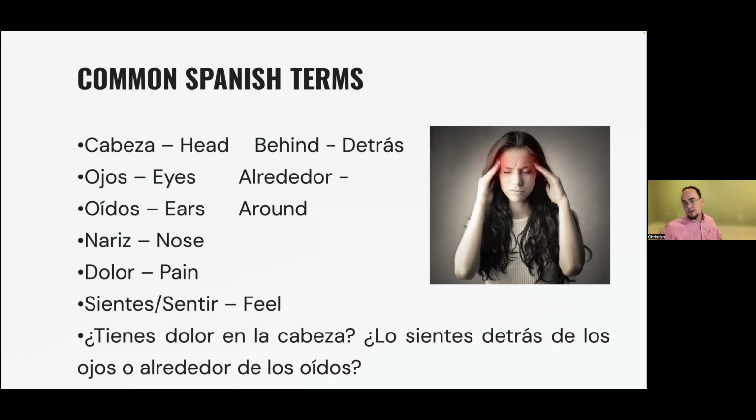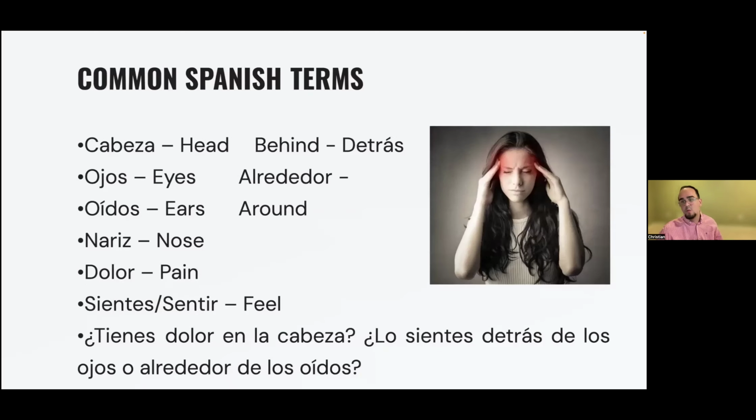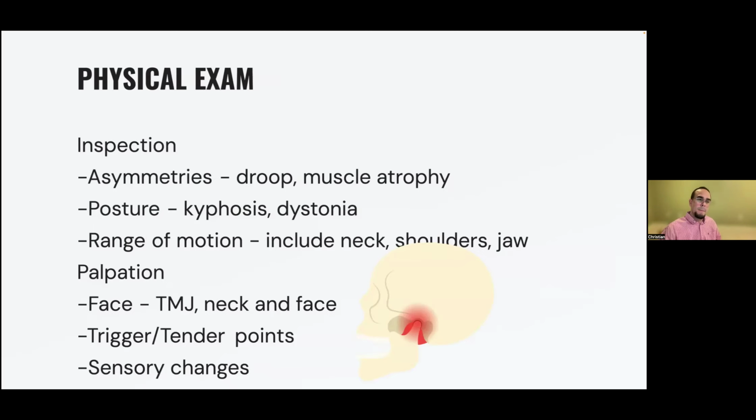And then if we want to ask the patient, are you having headaches? Then we ask, ¿tienes dolor en la cabeza? Or if you feel it around the eyes, which would be a typical migraine type of headache, ¿lo sientes detrás de los ojos? Behind the eyes. And that will be a good way to make a simple approach towards these patients.